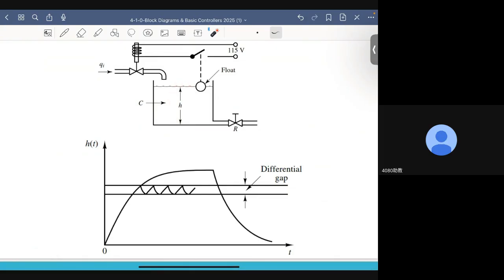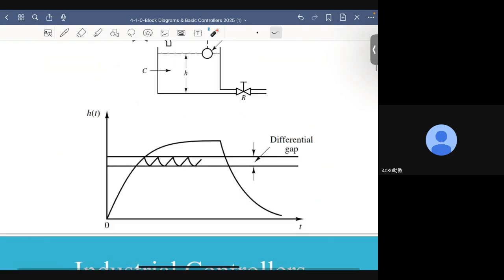If I don't introduce any differential gap, anytime the water level is not exactly H, let's say less than H, then my pump will be turned on, okay? So that more water will come into the tank. And once it reaches H, the pump will go off. But this will happen so often. The pump just keeps going on and off all the time. And that can apparently reduce the lifespan of my pump.